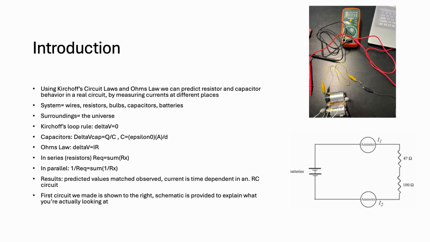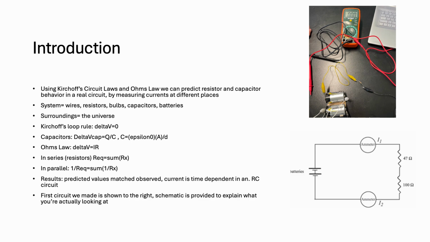Kirchhoff's rule essentially states that the change in voltage across an entire circuit has to be equal to 0. Capacitors, it's just a basic delta V equals Q over C, where C equals epsilon naught times area, or A over D, the distance between. And then Ohm's law, delta V equals IR.